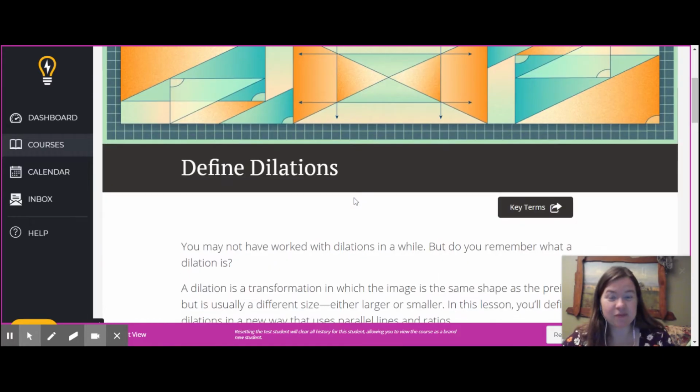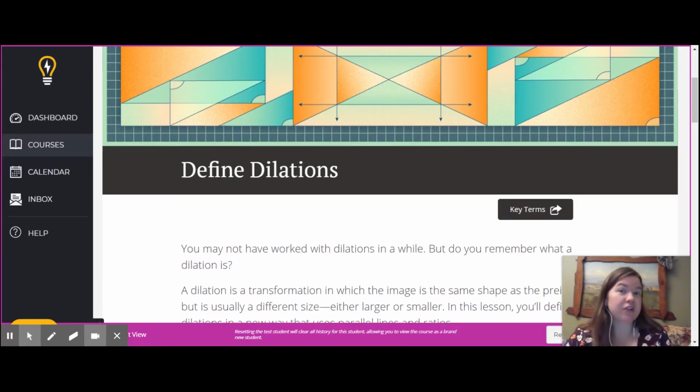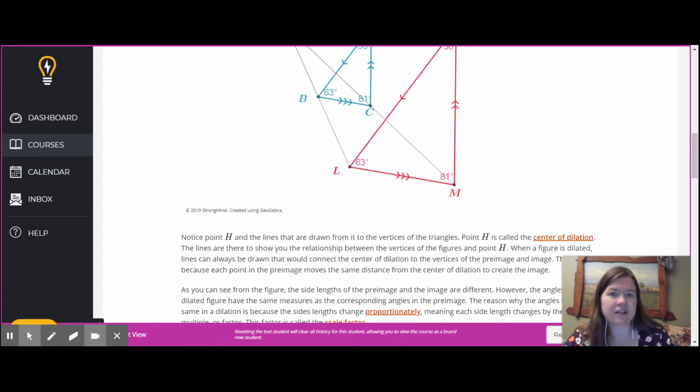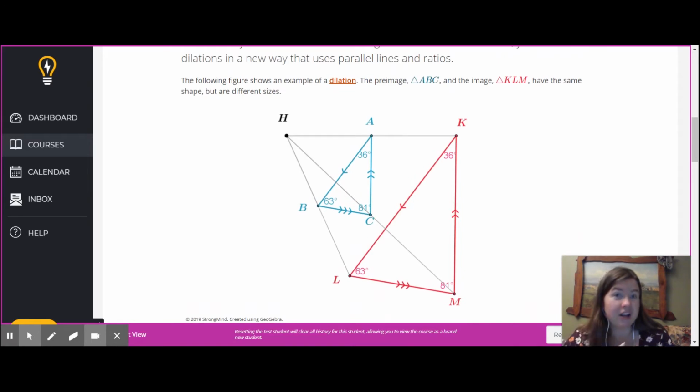Okay, dilations. So we have talked about rigid transformations so far. Rigid transformations keep everything the same: the same angles, the same sides, the same shape. It all stays the same, like it's preserved, is what we say. Dilations preserve only the angles. So if this was our triangle right here and we dilate it, the angles right there are going to stay the same, but the side lengths are obviously going to change. So that is a dilation, and that's basically what you need to know about what a dilation is.